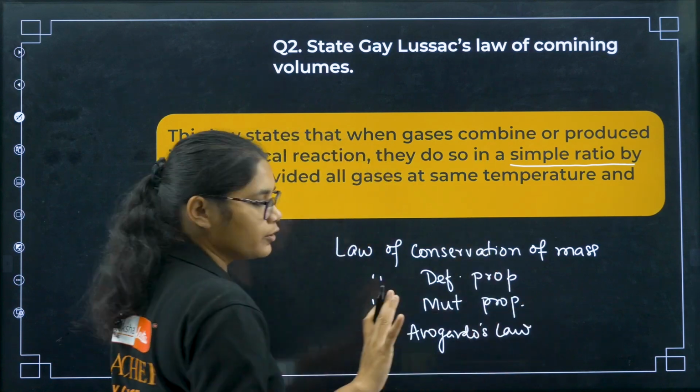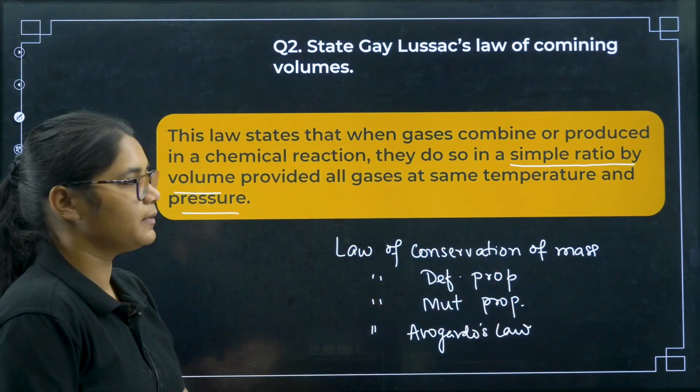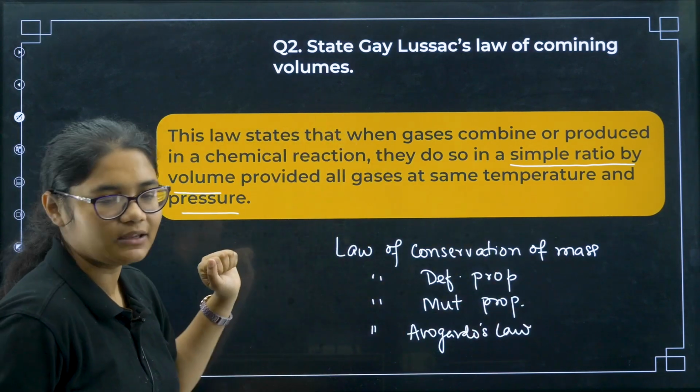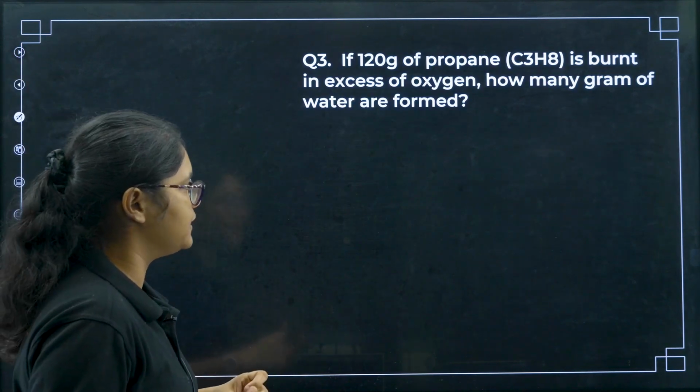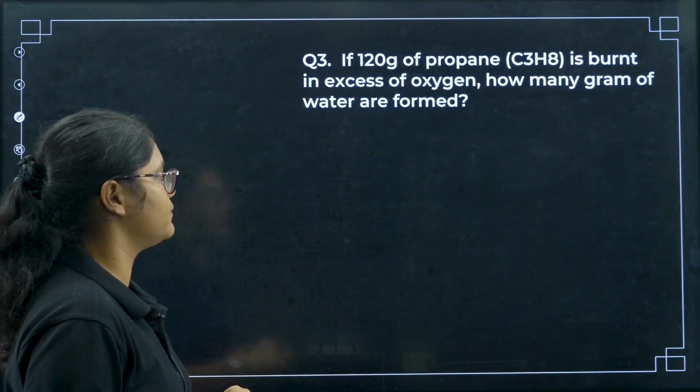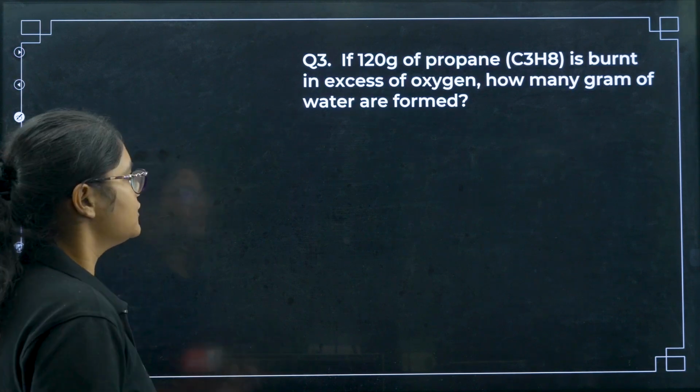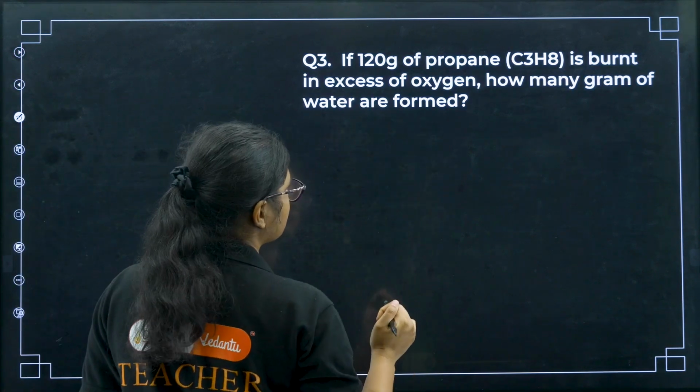Okay, so all the four laws, their statements, you should remember. Any one statement can be asked. Now coming to the next question: if 120 gram of propane is burnt in excess of oxygen, how many grams of water are formed? This is a stoichiometry based question.